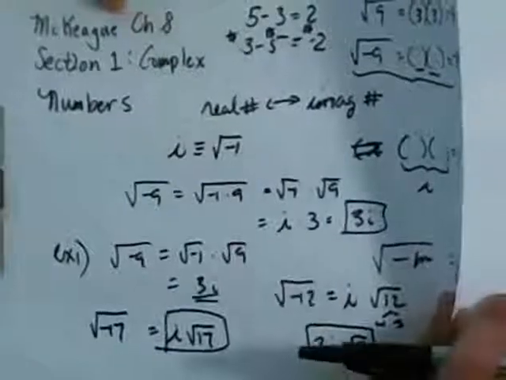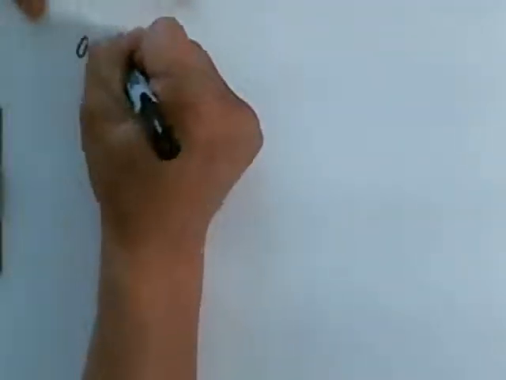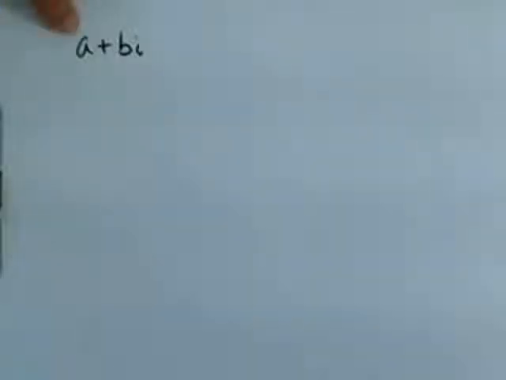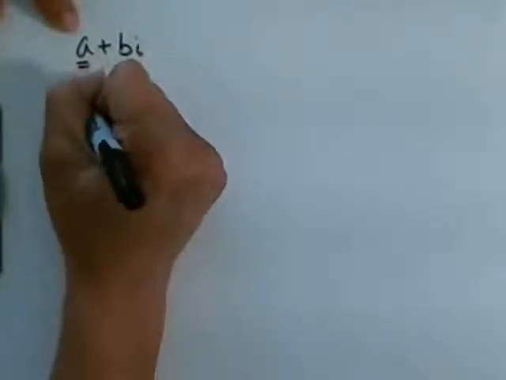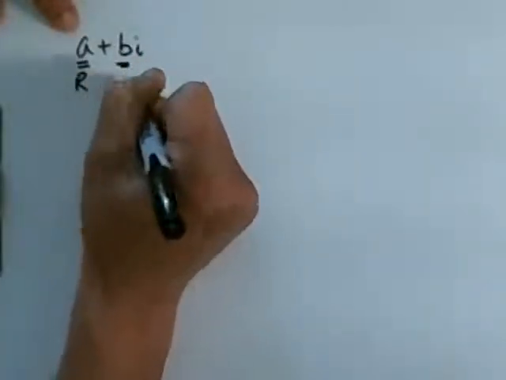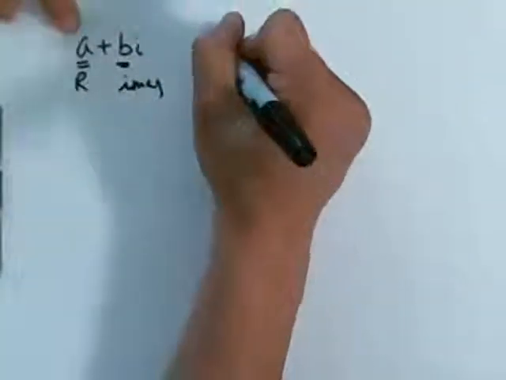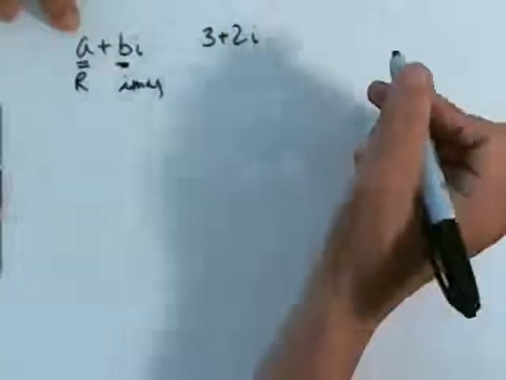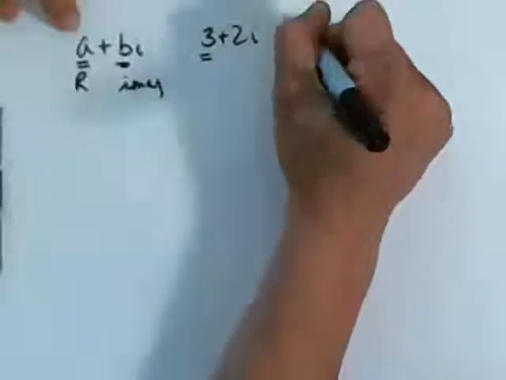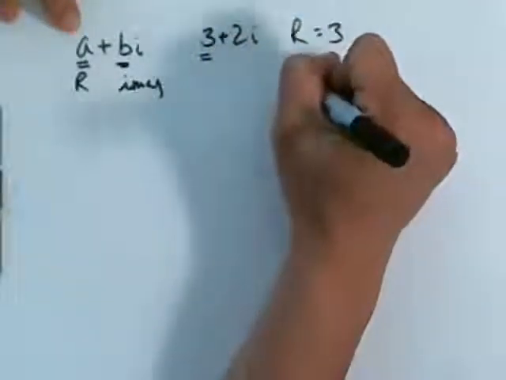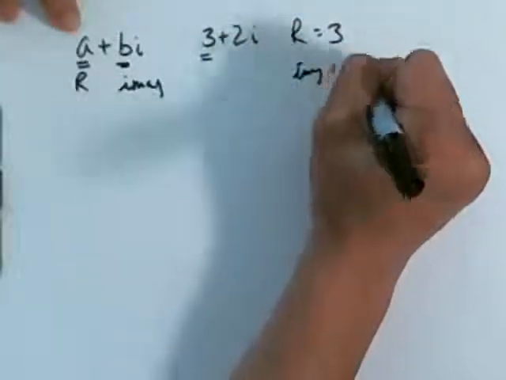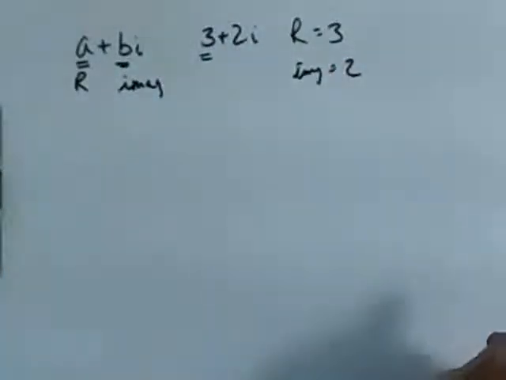Let's go on a little bit more. So, a complex number now is defined by the form a plus bi. It's complex because this is the real portion, this is your imaginary portion. Okay, let's do an example. 3 plus 2i right there, that's your real, so your real is equal to 3, your imaginary portion is equal to 2, not the i portion.